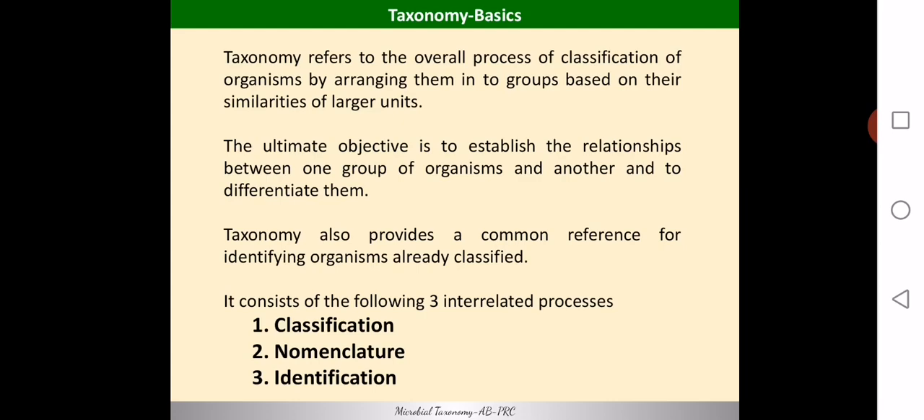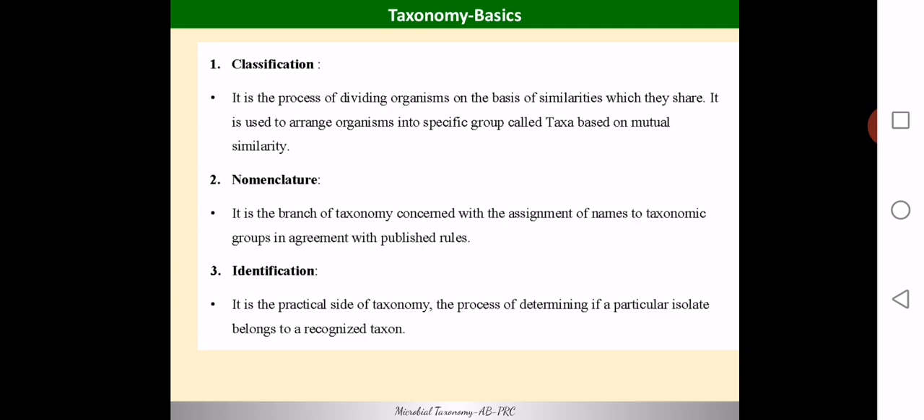All right. Taxonomy in general consists of three interrelated processes. That means when it comes to the practical side, there are three interrelated processes: classification, nomenclature, and identification. Each has its own importance and its own way of doing things. These are the three important interrelated processes in any taxonomical process. What is classification, nomenclature, and identification?